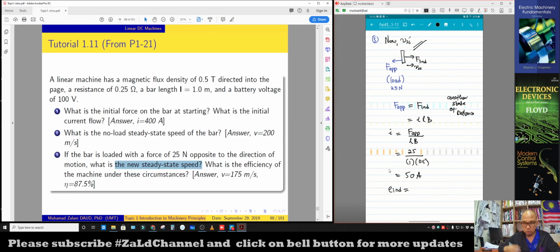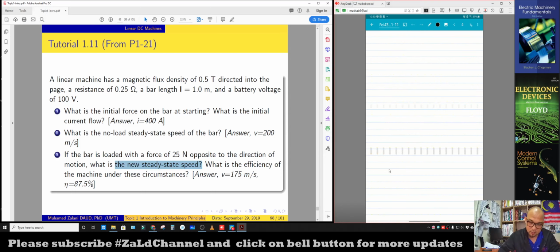So in motor condition, let me write this down on another page. This machine is working as a motor. So this is the motor state. From Kirchhoff's voltage law, VB is larger than the induced voltage, so VB equals E in plus IR. We can rearrange this equation because we want to find I. So what we do is just rearrange this equation.